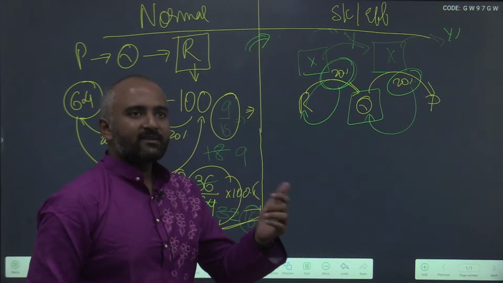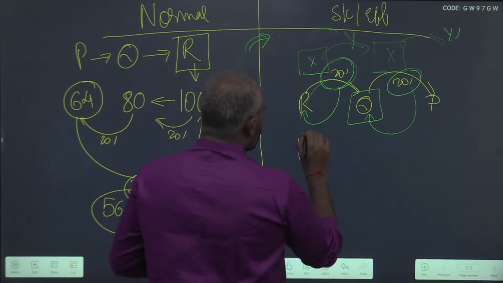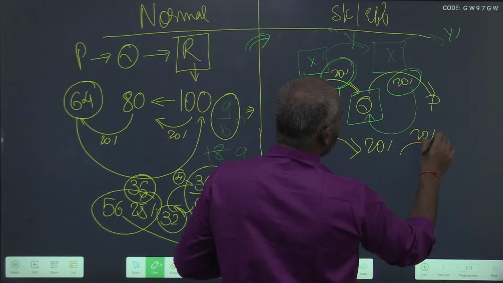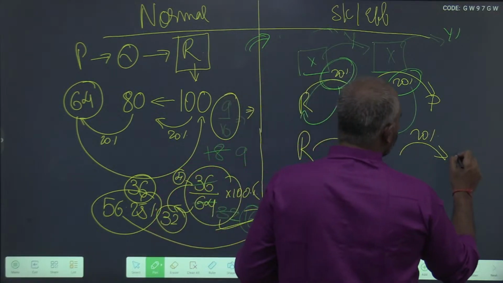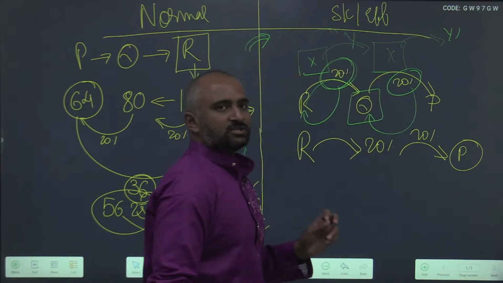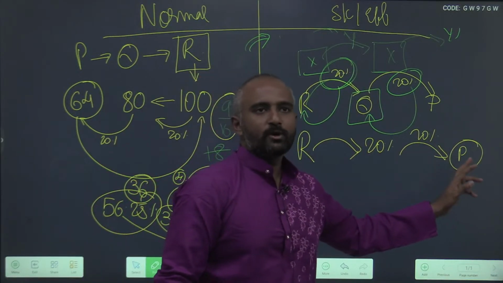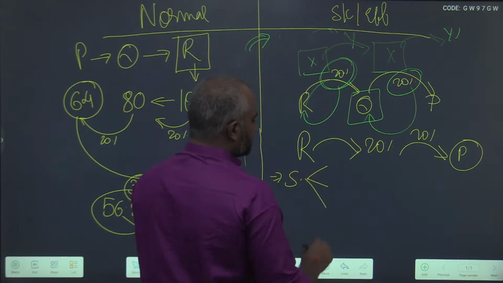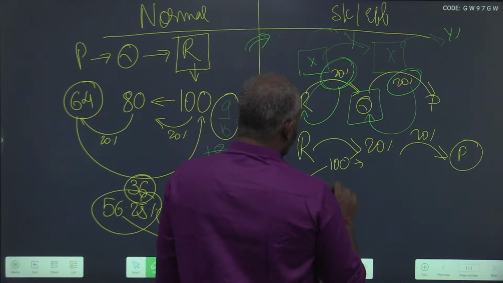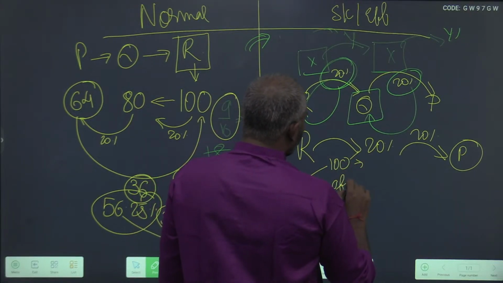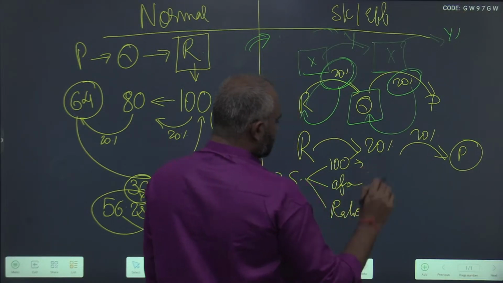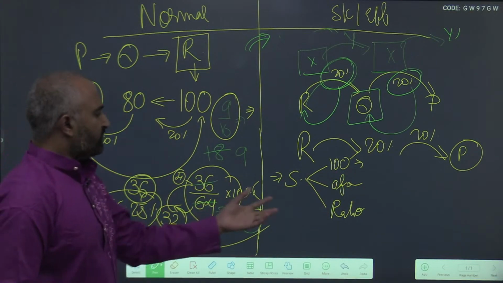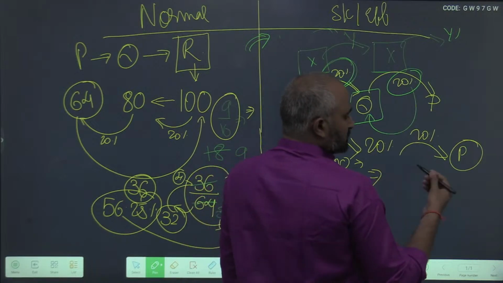What is the other way that I can call this? R has undergone a successive percentage of 20% twice to get to P. So now can I use all the forms of successive percentage? I can use 100, I can use the formula equation, or I can use the ratio way. So we'll discuss these.